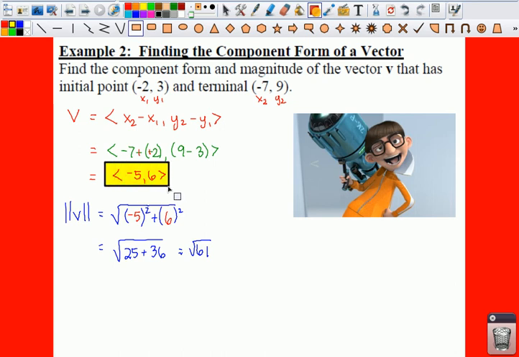So here's your component form. Your component form is written with these arrows. Your magnitude is using the distance formula.